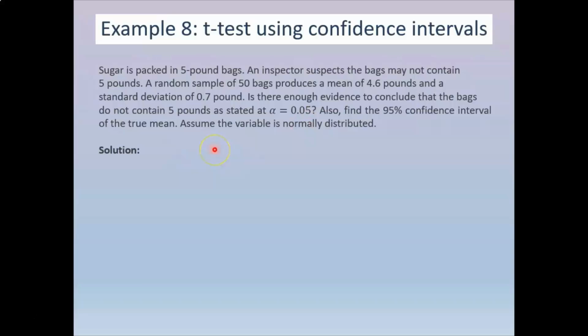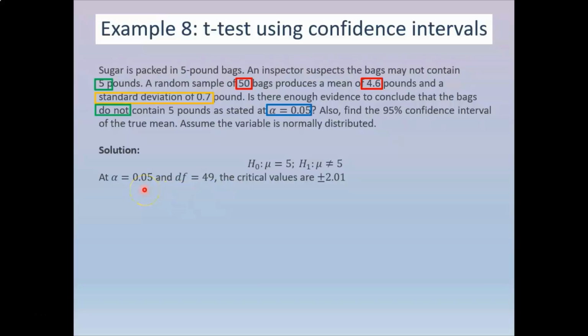So to do the hypothesis testing for this type of example will be like this. Highlight all the keywords. So we have 5 pounds representing the population mean, and then the keyword 'do not' shows the unequal sign, and then we have the sample 50 and 4.6 representing the sample mean, and sample standard deviation 0.7. So this is the alpha. So the hypothesis will be like this. Then using the alpha 0.05 and df 49, the critical values are positive and negative 2.01.